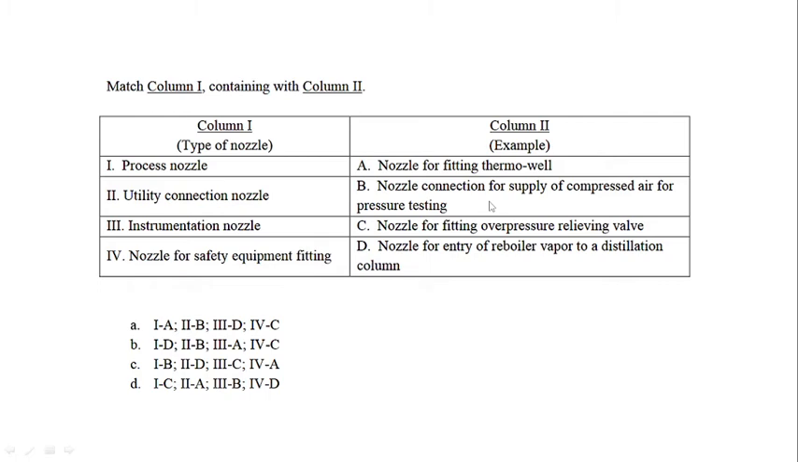Next one, match column 1 containing the type of nozzle with column 2 with the suitable example. In column 1, process nozzle is given, utility connection nozzle is given, instrumentation nozzle, then nozzle for safety equipment fitting. In column 2, some examples are given, so please match it and tell what will be the correct answer.